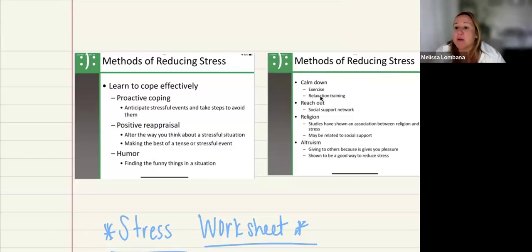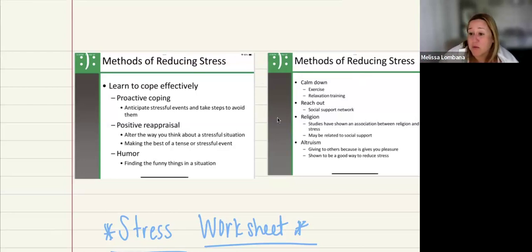Relaxation training is also a great one. There are different forms of it. There could be yoga, relaxation music. There could be different types of music that are relaxing. So there are different ways, whatever works for you. For me, guided meditation doesn't work, but other forms of meditation with different types of music assist me.